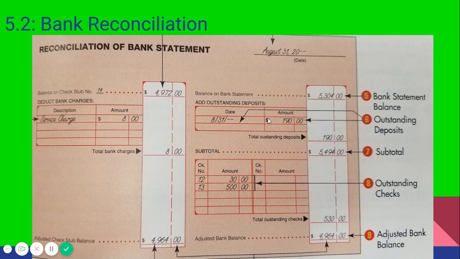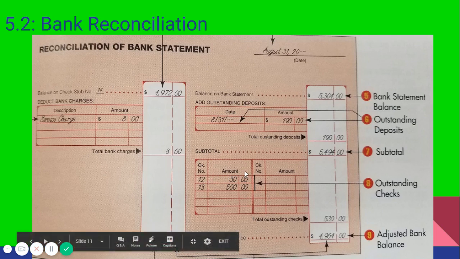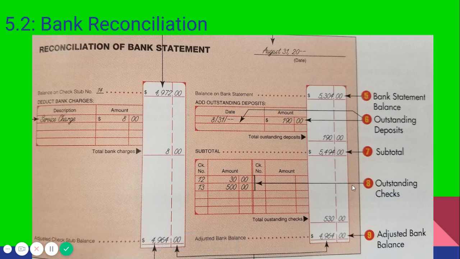We add any outstanding deposits. Outstanding deposits means that it's not yet on our bank statement, but it's in our check register. So we add them to get our subtotal. Next, we write any outstanding checks here. Again, outstanding checks are in our check register, but the bank still has not gotten them, and they're not on our bank statement.